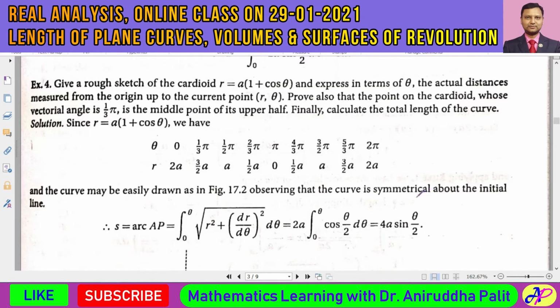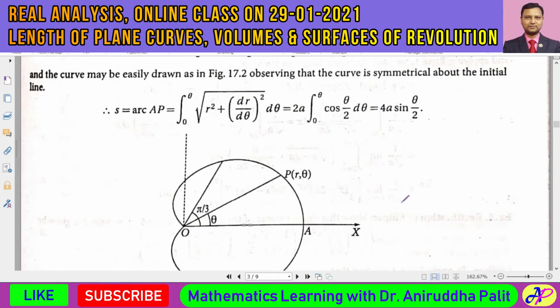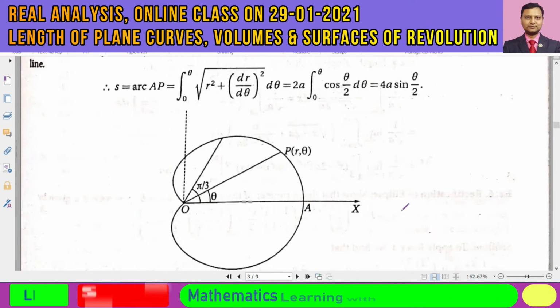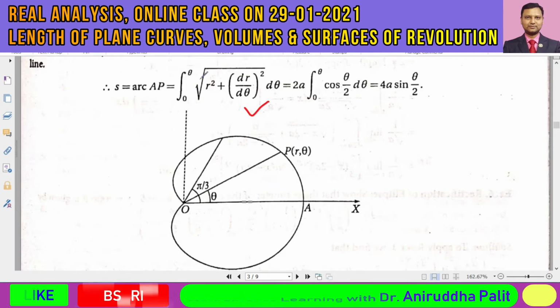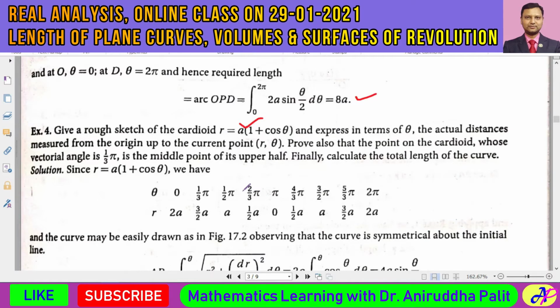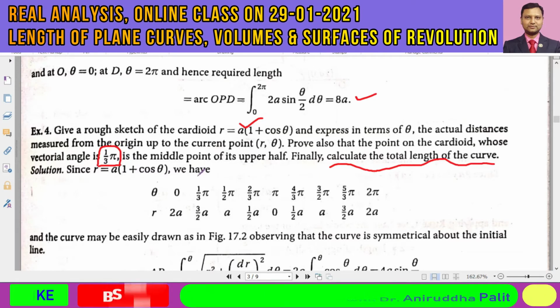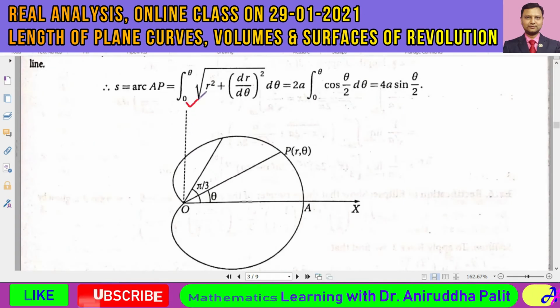For example, consider polar coordinates. Here this is the equation of the cardioid, r = a(1 + cos theta). If we put r = a(1 + cos theta), this is the formula to find the integral from 0 to theta. The question says first to give a rough sketch. You would not be asked to draw all this sketch; you would just be asked to calculate the length of the curve from the vectorial angle, whose vectorial angle is pi by 3, for example. So you will go from 0 to, in place of theta, pi by 3, and after that you just need to integrate.